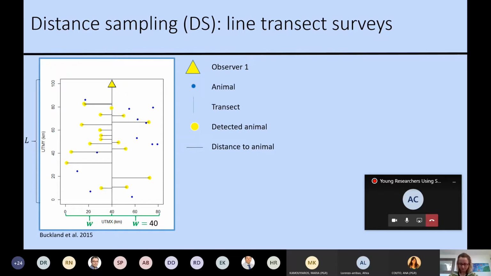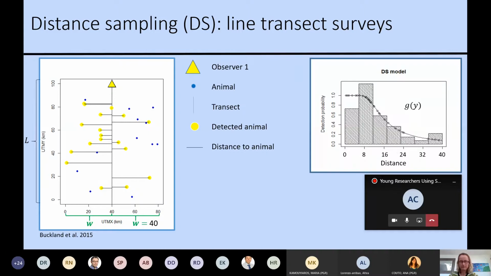And along with the detections, the observer records the distances out to these animals, the perpendicular distances from the line. It can then use these distances to create this histogram bar, which we see on the right. And you see also a detection function, g of y, fitted through this histogram. And I think now there's going to be that little box in the way. Anyway, so if you think of the area under this curve, it's the same as the area under the histogram.